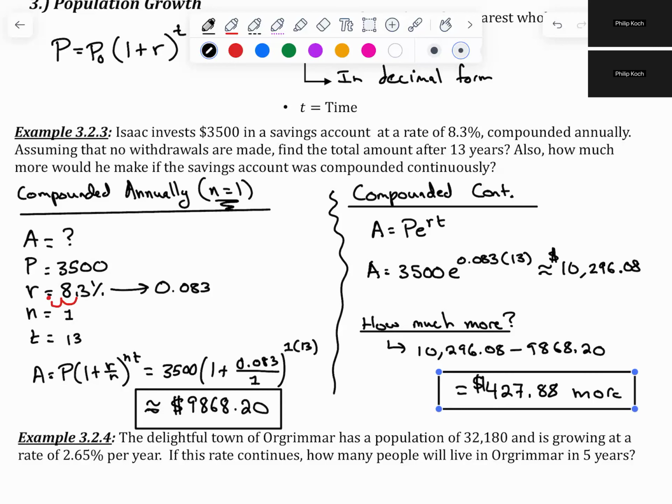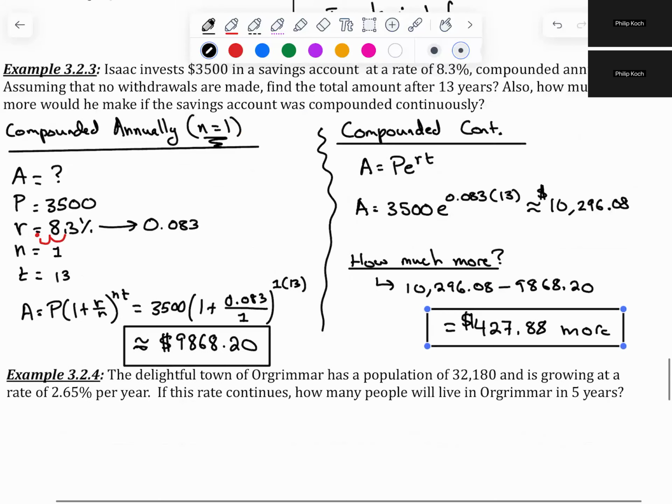There's actually calculators that help you find this stuff out. But the point is that the more times you compound it per year, that allows more interest to accumulate. So if it's compounded monthly, each month it gets a little more interest instead of only being compounded once per year. Okay. Any questions on that?